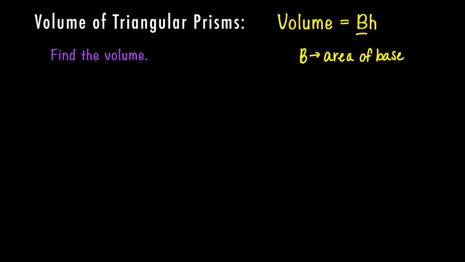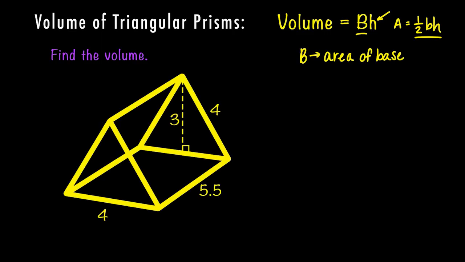So the area of the base here is a triangle. And the area of a triangle is 1/2 base times height. So our capital B is 1/2 base times height of the triangle, and then the height indicates the distance between the 2 bases. So let's go ahead and put this into some practice.